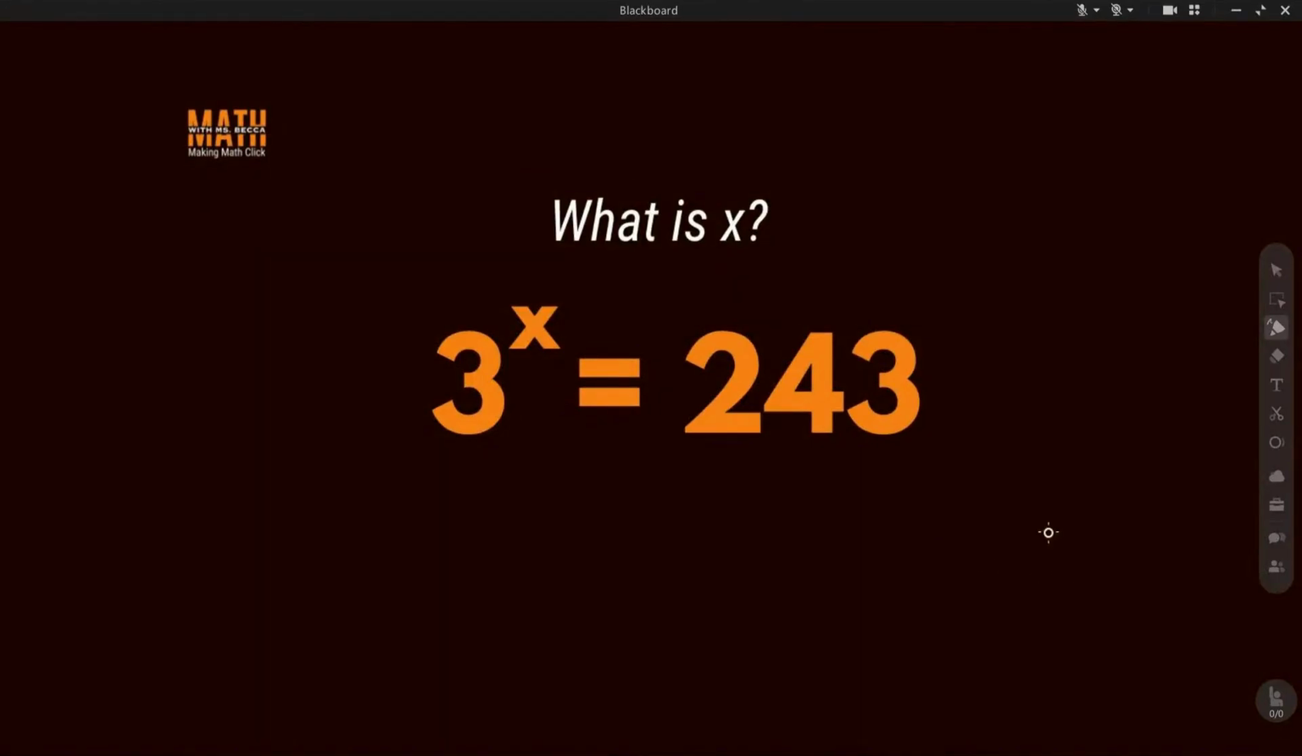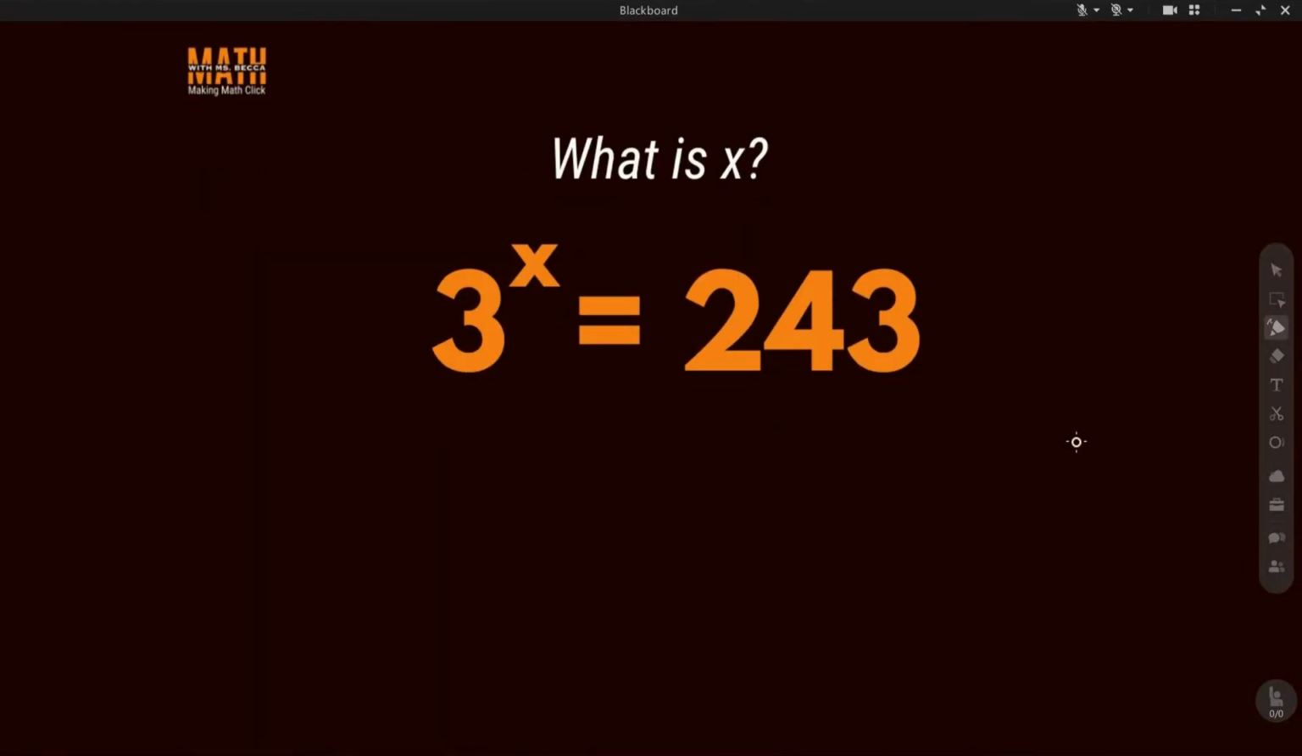How do we solve for x in this type of equation? Since the base here is 3, we have to express what we have here in the form of 3 power something. So now let's take a look at it. 243. How many times are we going to multiply 3 to give 243?